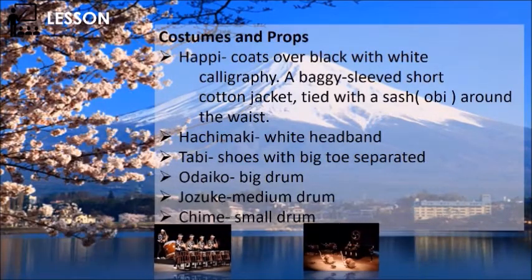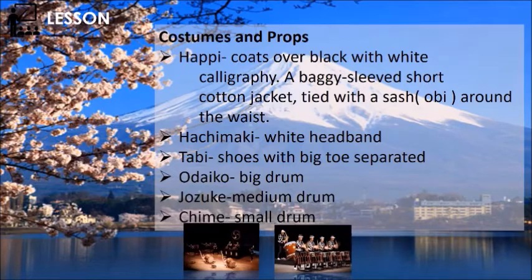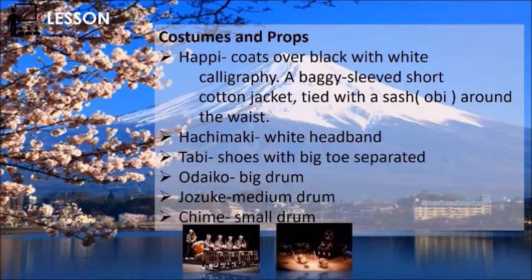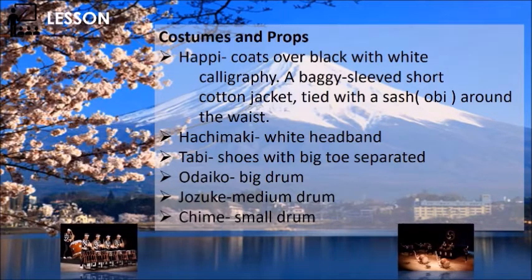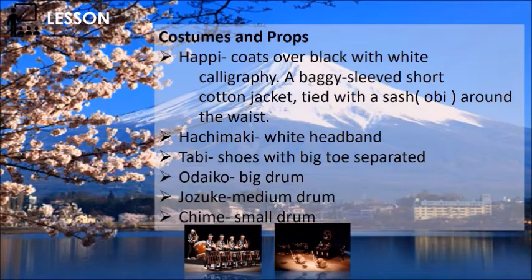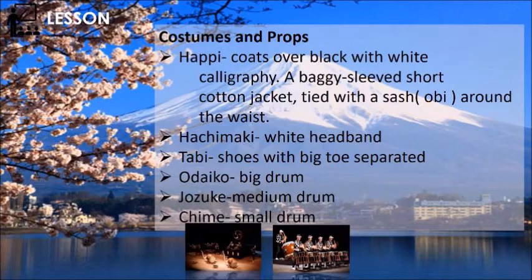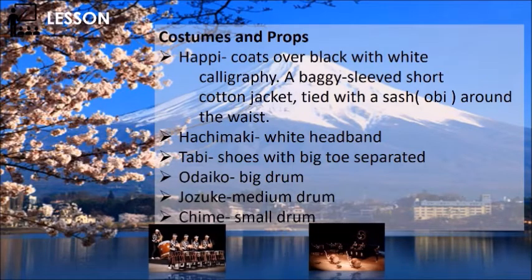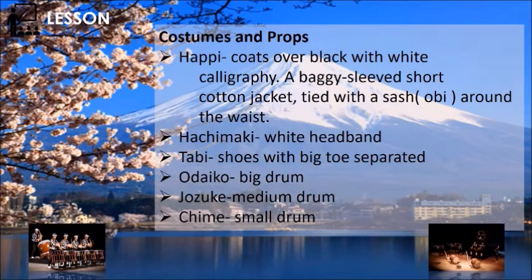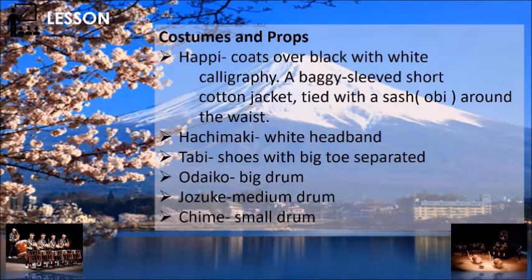Costume and props. Happi coats, black with white calligraphy. A baggy sleeve short cotton jacket tied with a sash or obi around the waist. Hachimaki, white headband. Tabi, shoes with big toe separated. Odaiko, big drum. Hosuki, medium drum. Chime, small drum.